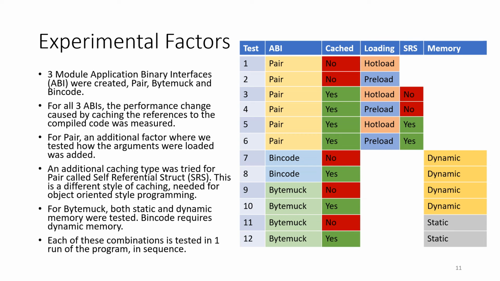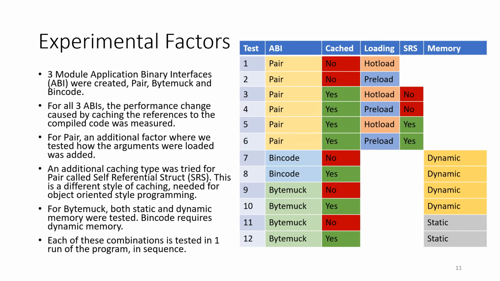This is a more realistic configuration that is meant to represent how real software might want to store these pieces of data. For the pair ABI, we tested what effect loading the arguments on every function call had in comparison to storing them once and passing by reference. These are labeled as hotload and preload respectively in the table. The other 2 ABIs require memory allocation within the WASM sandbox, so we tested both dynamic and static allocation for these when possible. BinCode does not seem to be capable of using the static allocation method, so only dynamic was tested for that.